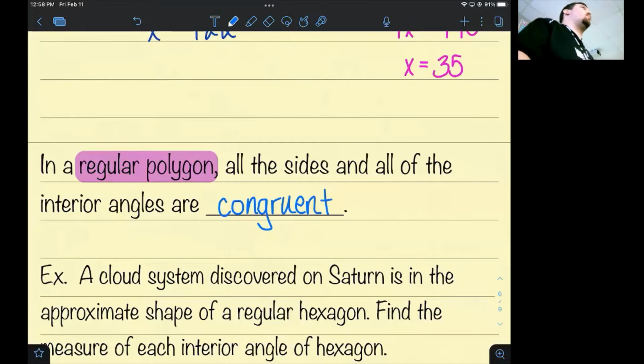So what would you call a regular quadrilateral? Can you think of a quadrilateral in which all the sides are congruent and all the angles are congruent, Julia? A square. Yeah, that's a regular quadrilateral. What about a regular triangle? What would you call a regular triangle? Owen? Equiangular, equilateral, right? All 60-degree angles and all the sides are the same.